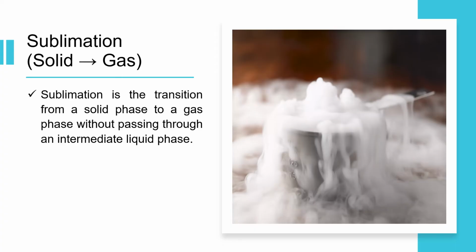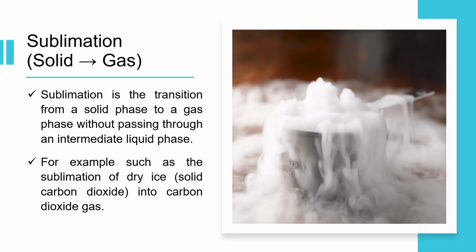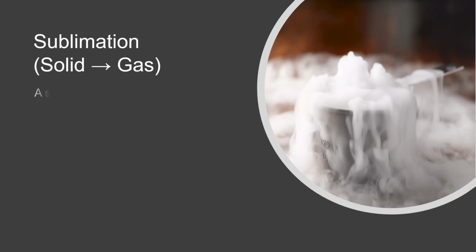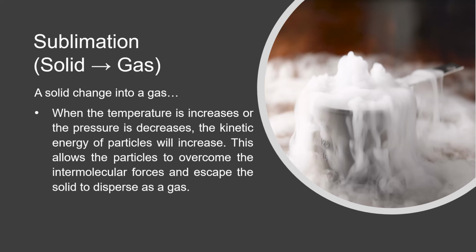Sublimation is the transition from a solid phase to a gas phase without passing through an intermediate liquid phase. For example, the sublimation of dry ice, or solid carbon dioxide, into carbon dioxide gas. A solid changes into a gas when the temperature is increased or the pressure is decreased. The kinetic energy of particles will increase. This allows the particles to overcome the intermolecular forces and escape the solid to disperse as a gas.